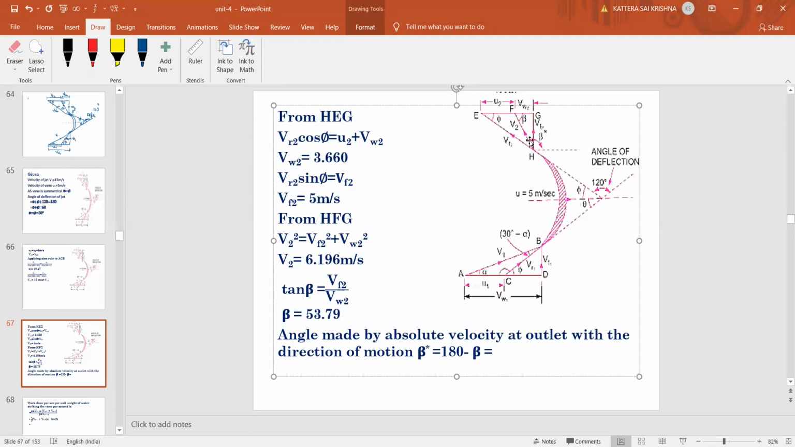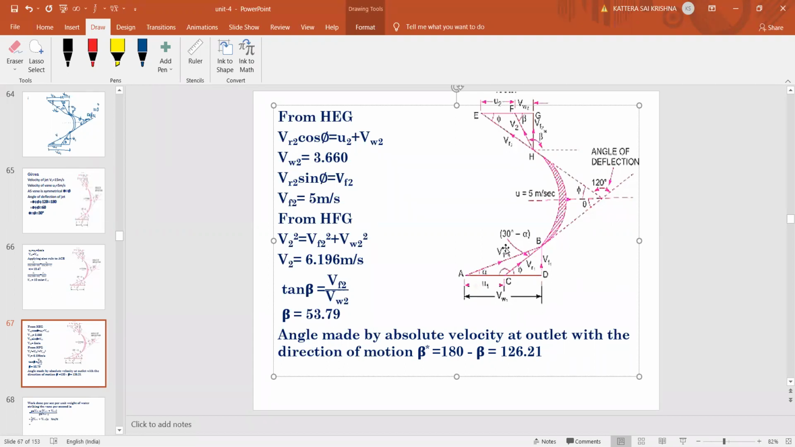So if you want to find beta star, this one, this is beta star. That is nothing but the angle made by the absolute velocity at outlet with the direction of motion. So beta star equal to 180 minus beta. So 180 minus 53.79, you can calculate, 126.21. So this is beta star. In the previous problems, he has given this value, the angle of the jet coming out of the vane. So we can find that here, beta star as 126.21 degrees.